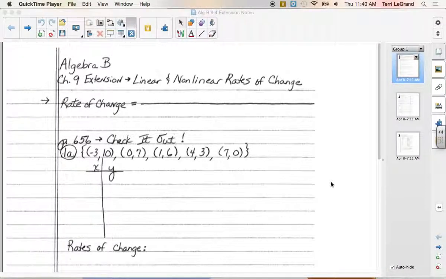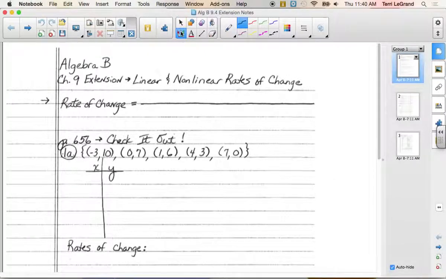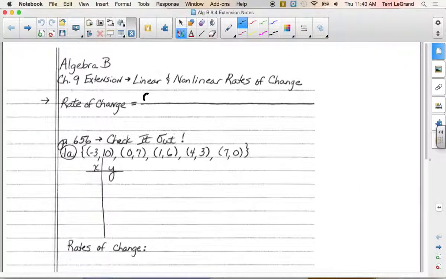So these extension notes that we're doing, everybody should be on page 656 in their books. And we're first going to decide what does the rate of change mean, or how are we going to find it. So anybody see in the book what it tells us we're going to do to get our rate of change? The amount of change in the dependent variable to the amount of change in the independent variable. Yeah, so we're going to look for the change in the dependent variable.